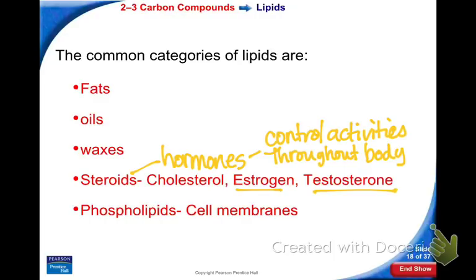So estrogen and testosterone, those are hormones, okay? And then phospholipids, this is an important part of our cell membranes. So all three of these things, fats, oils, waxes, steroids, and phospholipids are all the different categories of lipids.